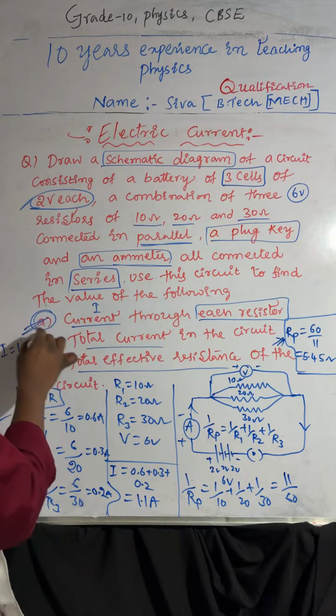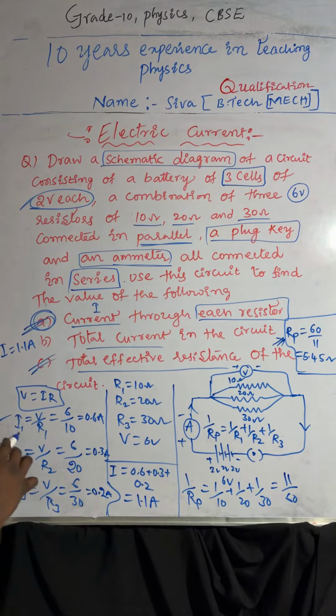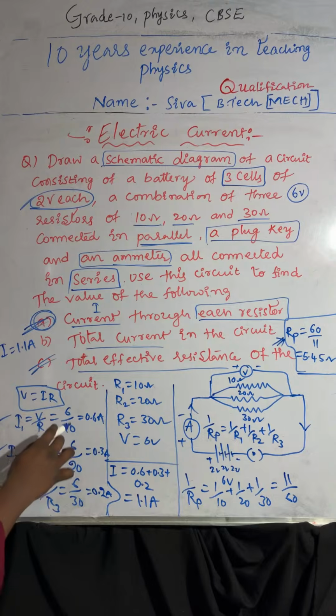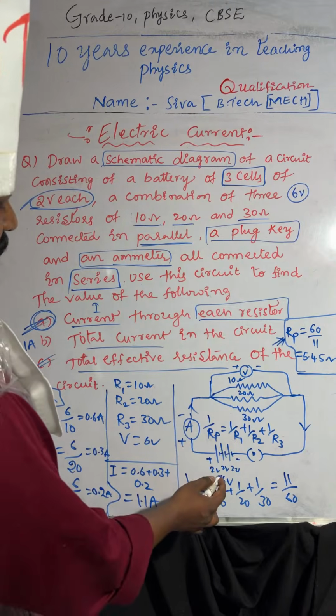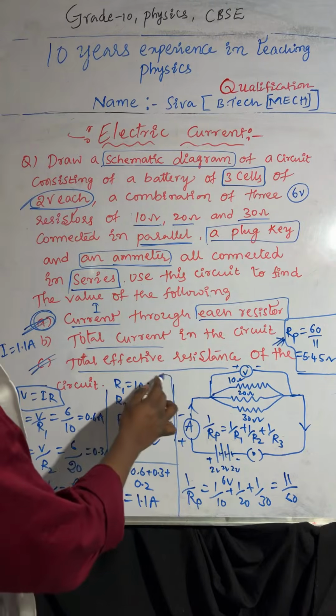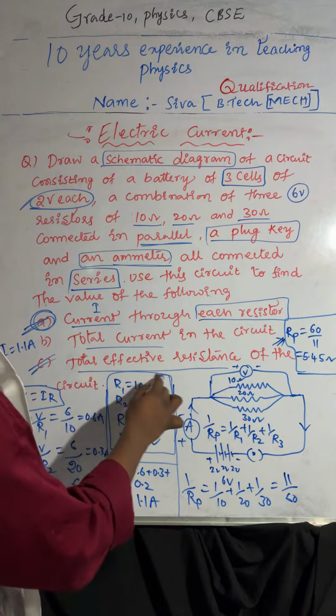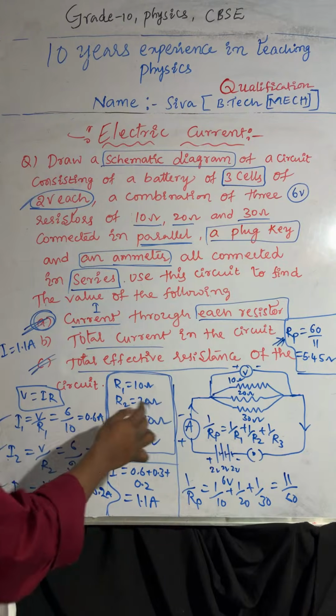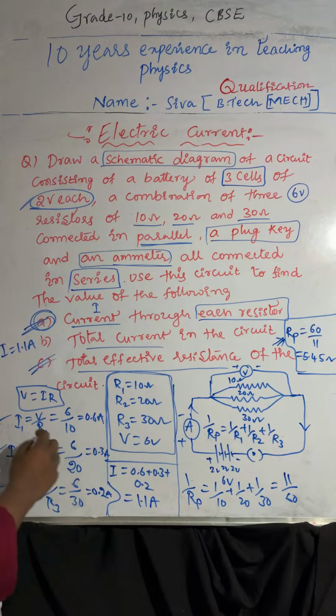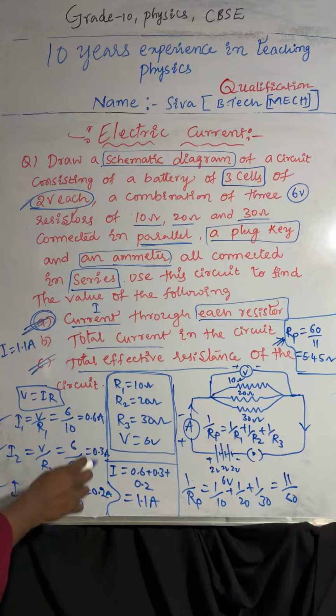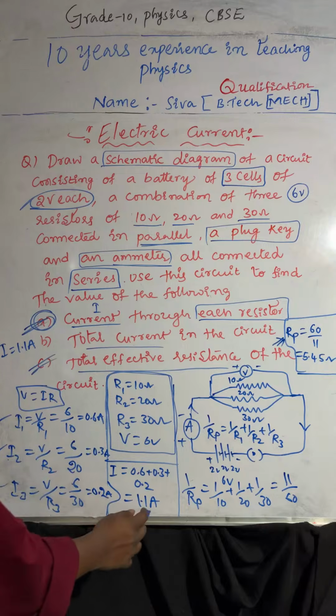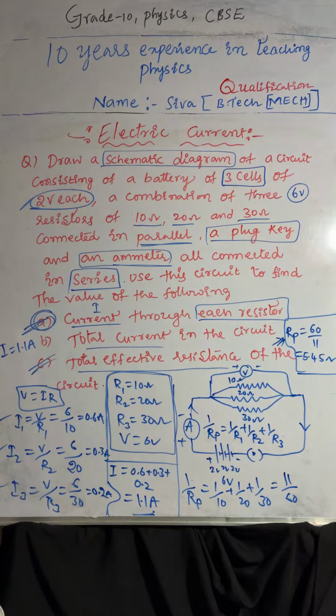Use this to find the value of the current. First one is A, current through each resistor. I1 equal to V by R1. See here, the potential difference is fixed. This is the data: R1 equal to 10, R2 equal to 20, R3 equal to 30, V equal to 6. So 6 by 10, 6 by 20, 6 by 30, you will get 0.6 ampere, 0.3 ampere, 0.2 ampere, total 1.1 ampere. So that is the total current.